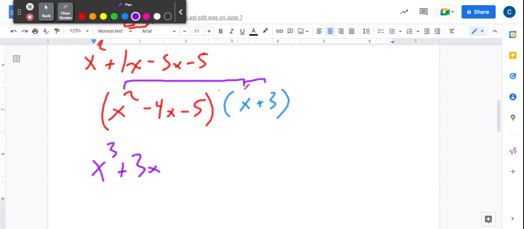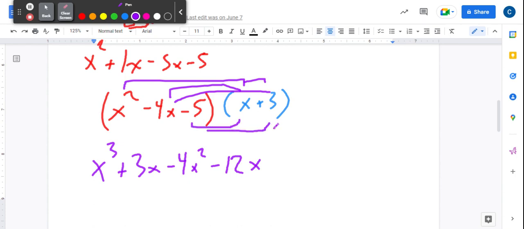Then we'll distribute the negative 4x through the x plus 3. So negative 4x times x is negative 4x squared. Negative 4x times 3 is negative 12x. Okay. Then we'll distribute the negative 5 through the x plus 3. So we'll have negative 5x minus 15.